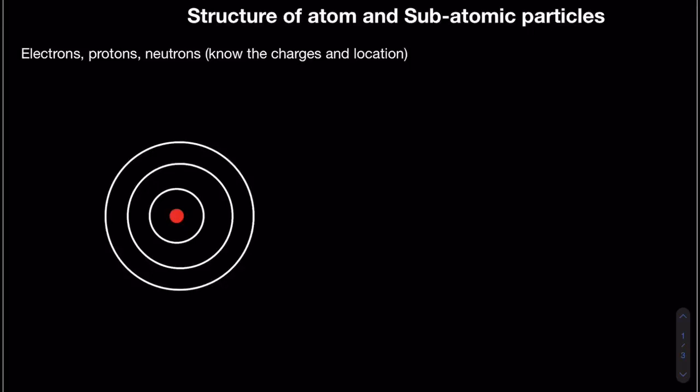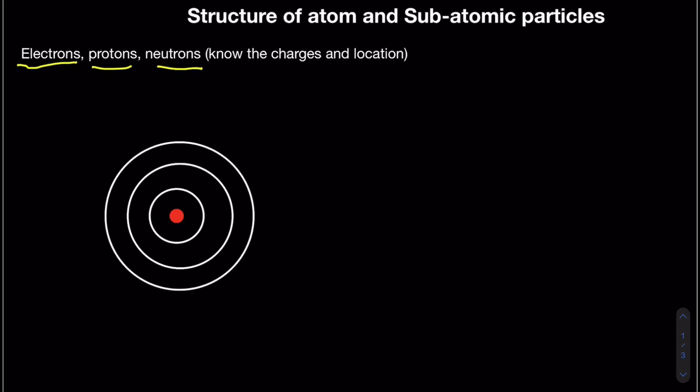Alright guys, in this video we're going to talk about the structure of the atom and the subatomic particles that are in the atom. And then we briefly touch base about the periodic table and its sections. There are actually three subatomic particles that are inside of the atom. We got the electrons, the protons, and the neutrons.